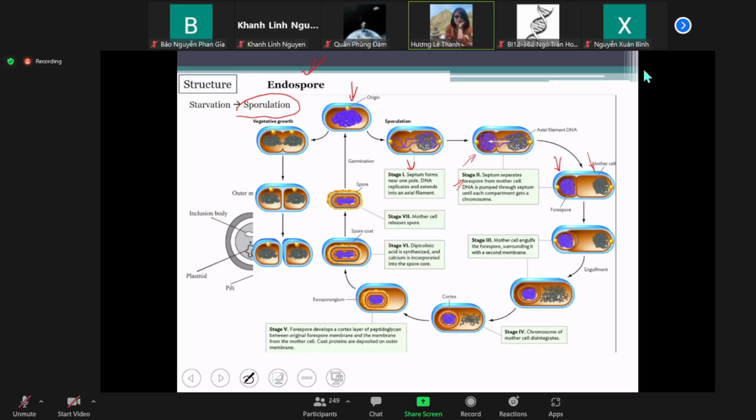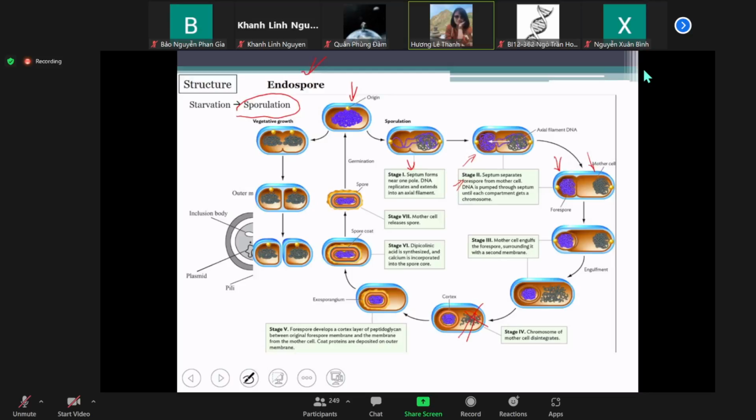In step 3, the mother cell will engulf, eat, the forespore, but no digestion occurs, right? We engulf, and now the forespore is surrounded by the second membrane of the mother cell. And in the next step, the chromosome of the mother cell will disintegrate. It will disappear.